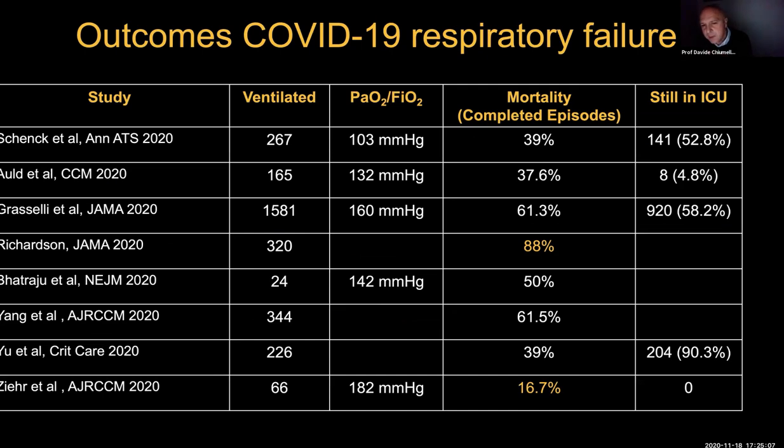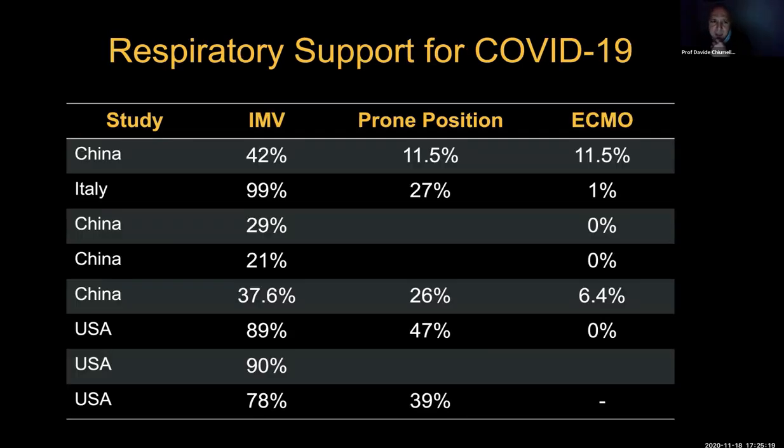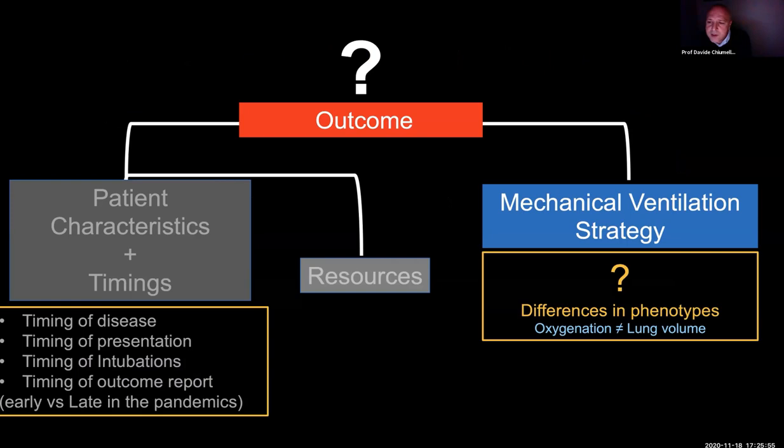You can see this is a table which I've summarized for you of some of the earliest studies. You could see a huge variability in mortality from 16% to 88%. And some of this is possibly associated with a huge variability in the type of ventilatory support. You can see there the invasive mechanical ventilation ranges from 21% of patients to 90% of patients. So huge variability, which I think part of it is to do with availability, again, particularly at the earlier stages when the healthcare system was overwhelmed. Also the prevalence of prone positioning and of ECMO. So the question is, is there a role of mechanical ventilation, and what is that role, particularly related to the outcome?